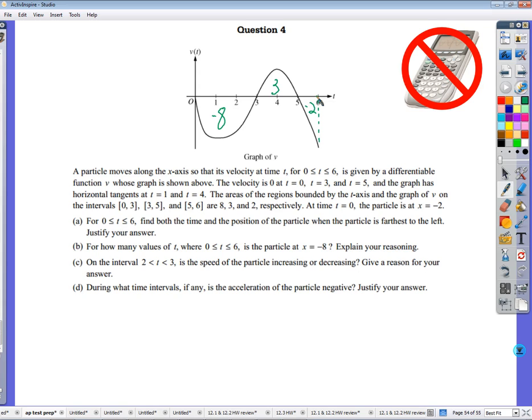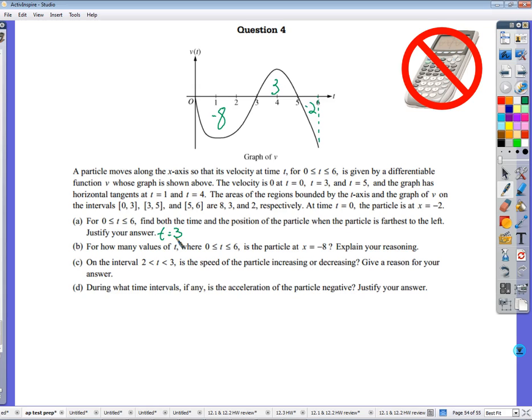At 3, because at 3 it's moved to negative 8. It's moved to the left 8. Then it moves up, it moves to the right 3, and then it moves back 2, so it never quite gets as far left as it was back here at 3 seconds. Okay? So, part A, t equals 3, and then write out something like we just said.